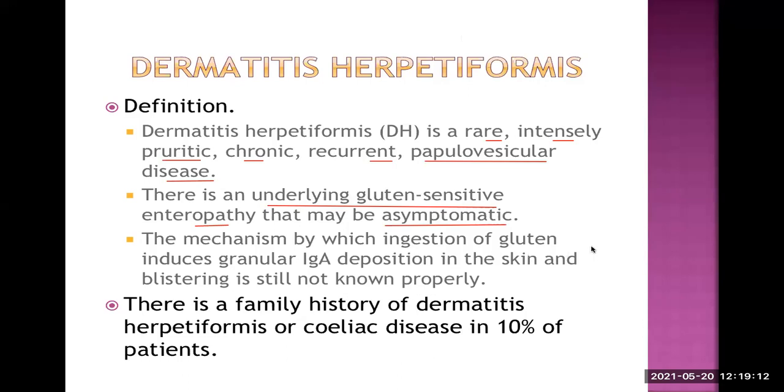The mechanism by which ingestion of gluten induces granular IgA deposition in the skin and blistering is still not known properly. For all of these disorders, we really do not know the etiology. So they are considered a type of idiopathic situation. But one of the points we know is, in this condition, the IgA type of antibody is mainly affected, rather than IgG. There is a family history of Dermatitis Herpetiformis or celiac disease in 10% of the patients. So a good history has to be taken.